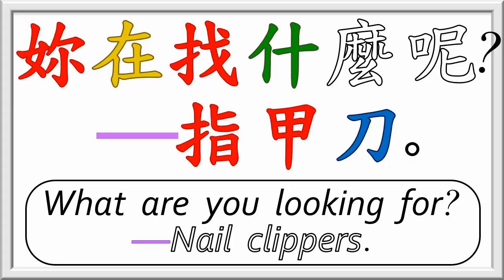Fingernails are literally finger shields in Chinese. 指甲. 你在找什么呢? 指甲刀. What are you looking for? Nail clippers? From actual fingers, we'll move on to various ways to point, using real fingers or imaginary ones. First, pointing with the index finger.